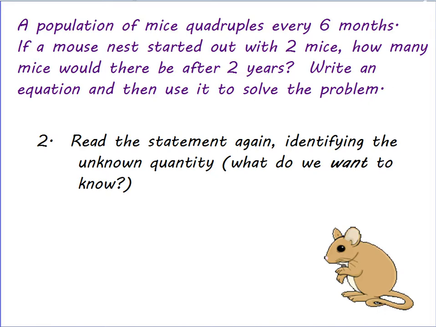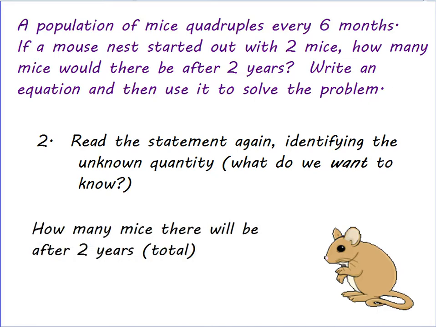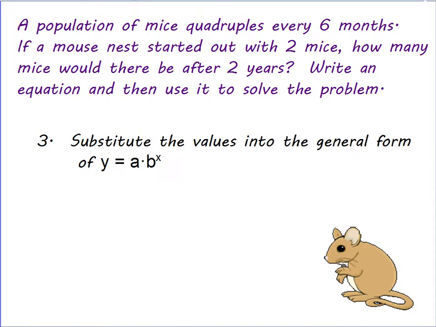What is it that we want to know, or what is the problem asking for? The total number of mice after 2 years. Let's put that into our exponential equation. Again, remember we have total, beginning value, rate, and time. In this case, it's going to be y equals 2 times 4 to the 4th power. We started with 2 mice. The population gets multiplied by 4, and it's happened 4 different times.